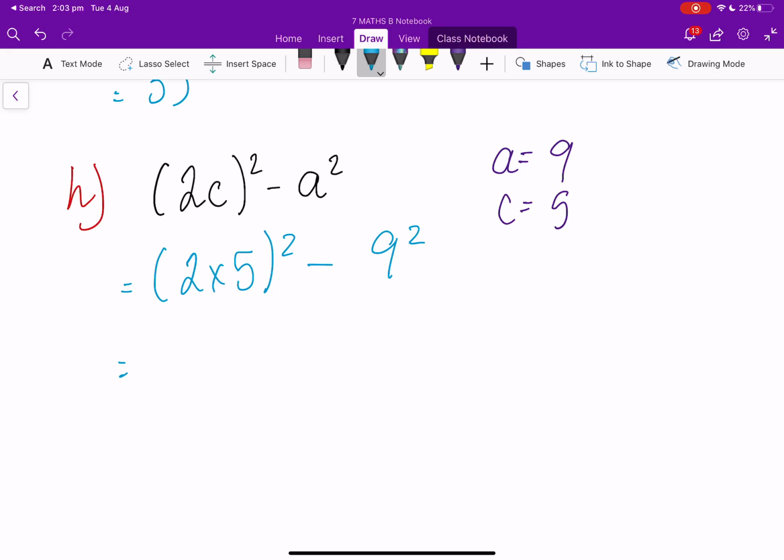What we're going to do is with BODMAS, we need to work out what's in our brackets first. So 2 times 5 is 10. Now we actually have to square this, okay? So don't forget about this squaring here. And then I'm going to go 10 squared, take away 9 squared. Now 10 squared is just 100 because 10 times 10 is 100. 9 squared is 9 times 9, which is 81. 100 take away 81 is just 19. And that's your final answer.